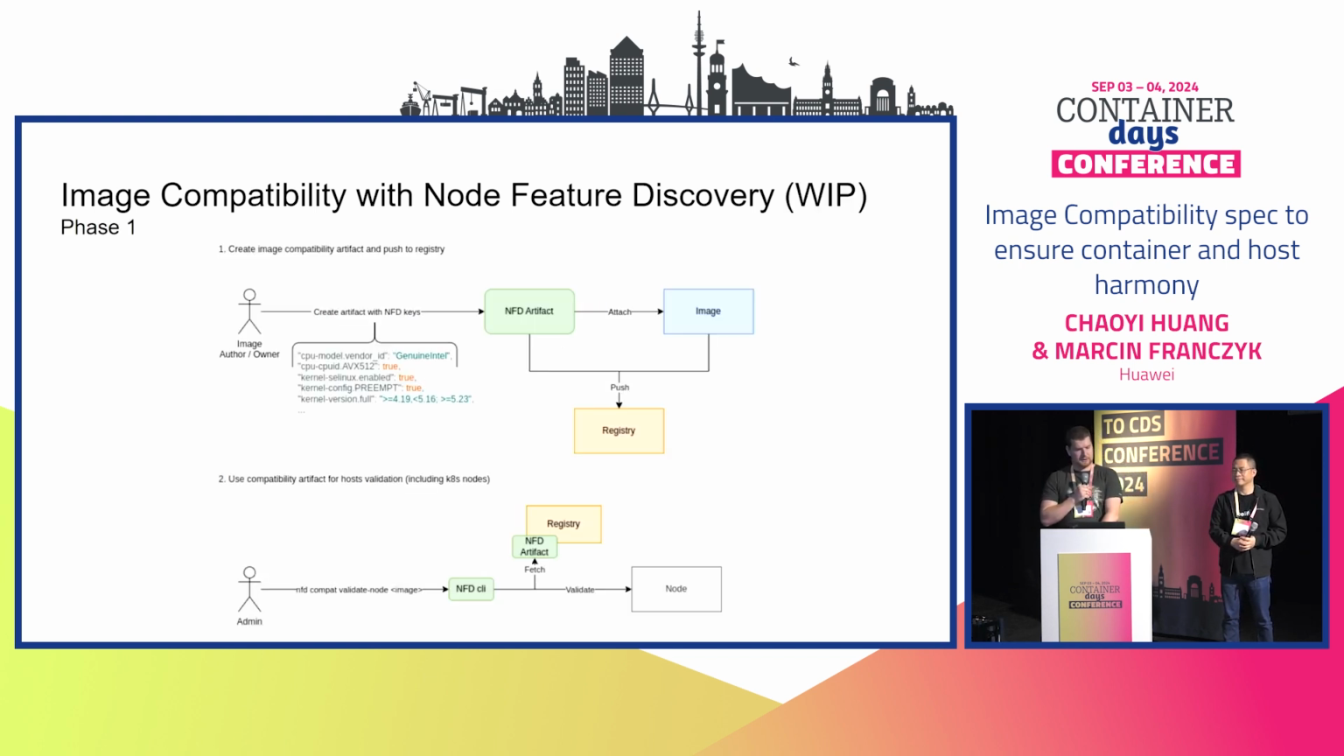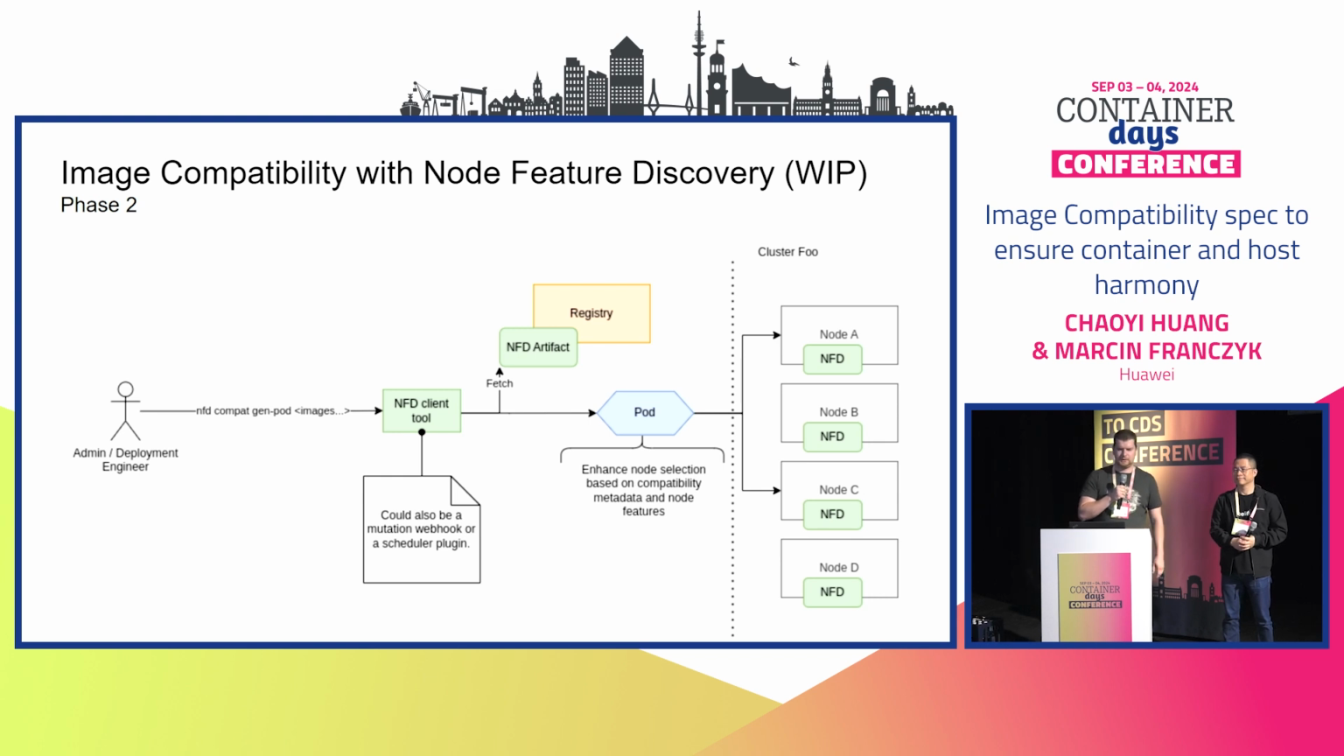So let's take a look at the pictures. Here I have an image author, the owner, that creates a specification to describe its images, wraps it in an artifact, attaches it to images, and pushes to an OCI registry, any registry that supports artifacts, I don't know, Docker Hub or whatever. I think they support artifacts, right? And then we have an admin that would be able to use the NFD client to fetch NFD artifacts and validate the nodes. That would be phase one, very simple.